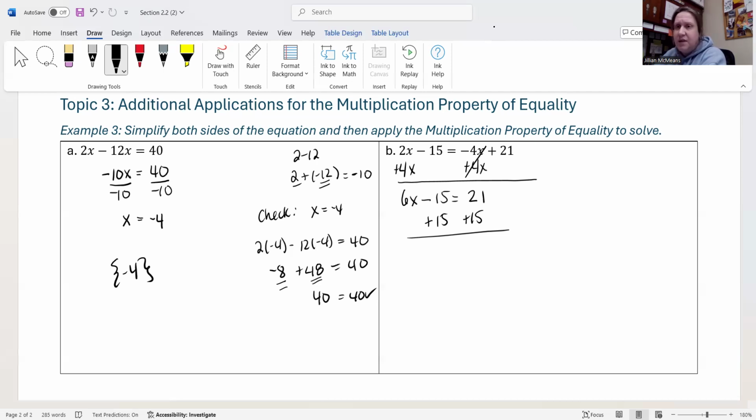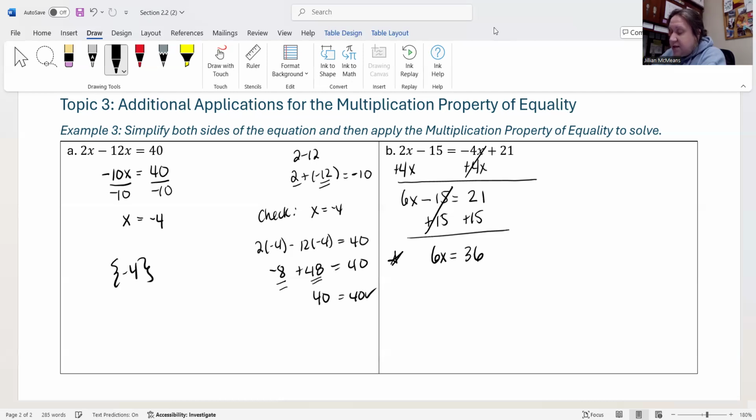Just remember, we say cancel a lot. It doesn't mean things just disappear. They either cancel to become a 0, like right here, or they cancel to become a 1. So negative 15 plus 15 is really just 0. 6x plus 0 is just 6x. And then on the right-hand side, I can just combine like terms. 21 plus 15 is 36.